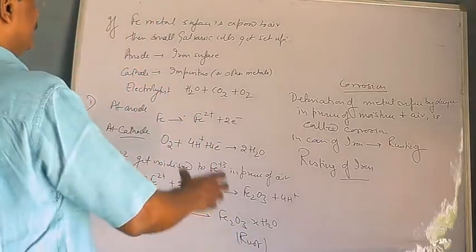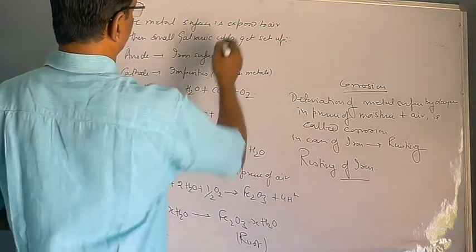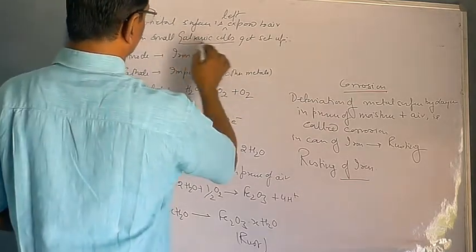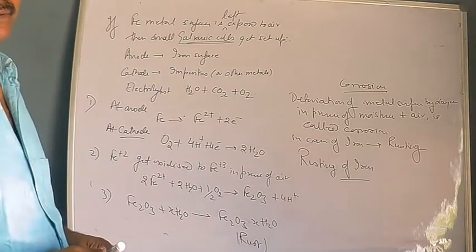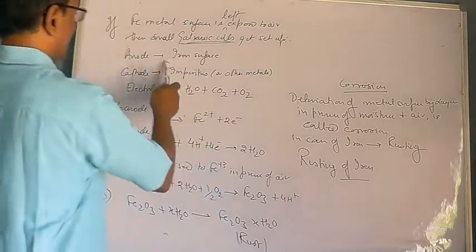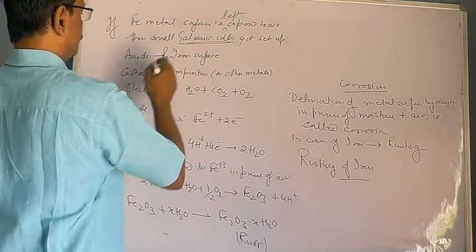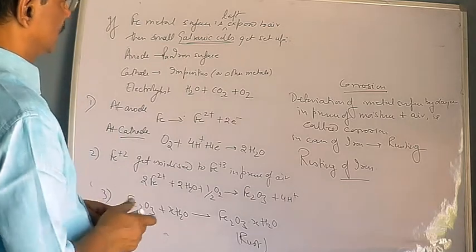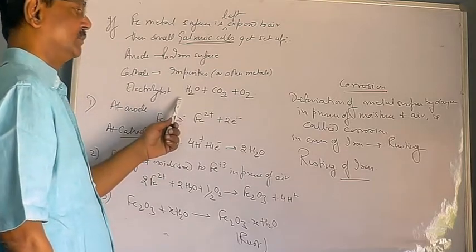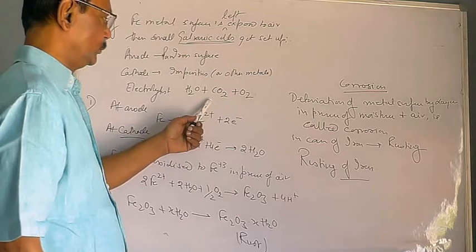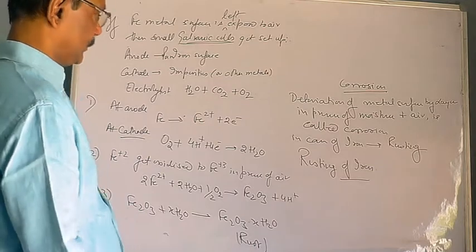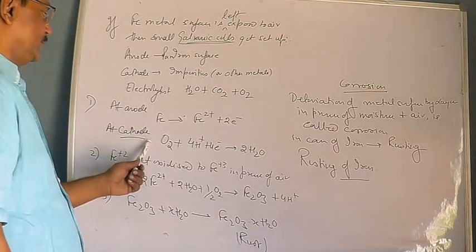Corrosion. See, when iron metal surface is left exposed to air, then small galvanic cells get set up. Galvanic cell means simply electrochemical cell where you find anode, cathode and electrolytes. So class, pure iron surface acts as anode. Cathodes are impurities. What are impurities? Other metals. Electrolytes: moisture, water. Then you know in atmosphere CO2 is also present and O2 is also present. This CO2 and H2O react to give us carbonic acid, and that H plus is utilized during cathodic reaction.